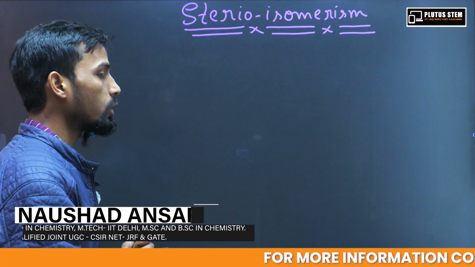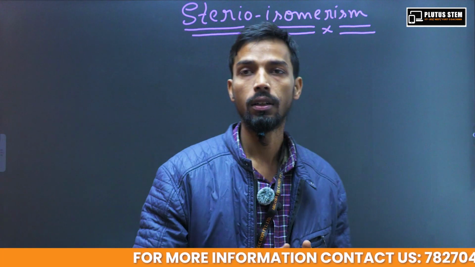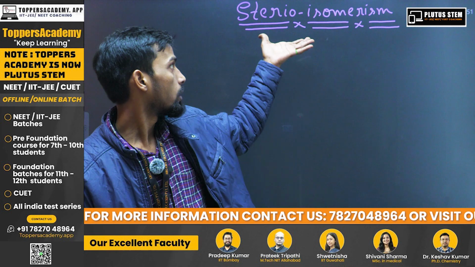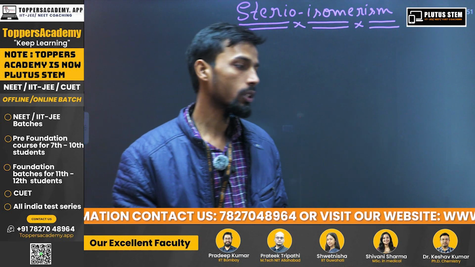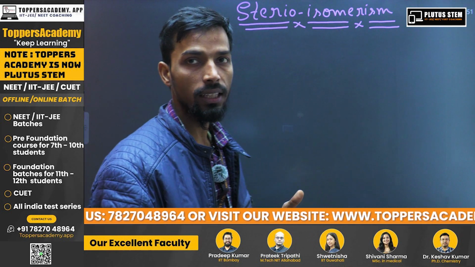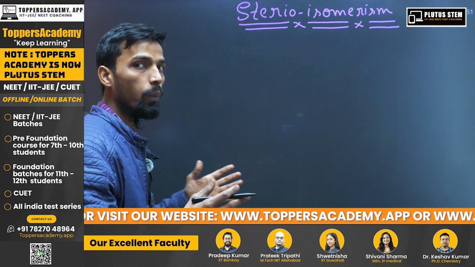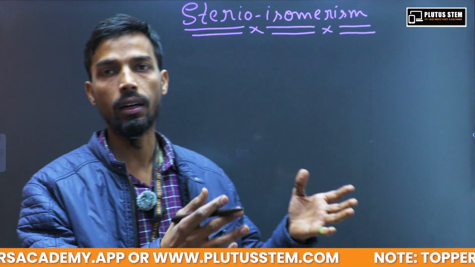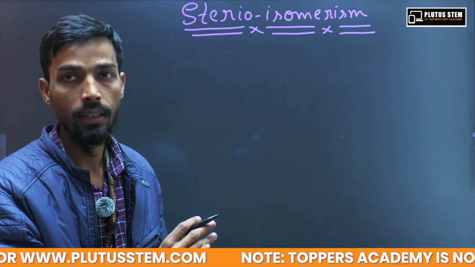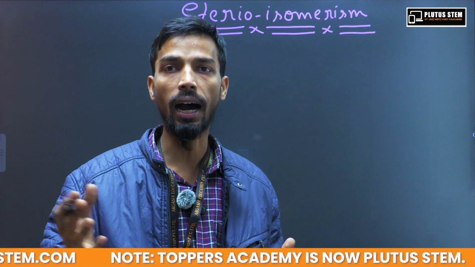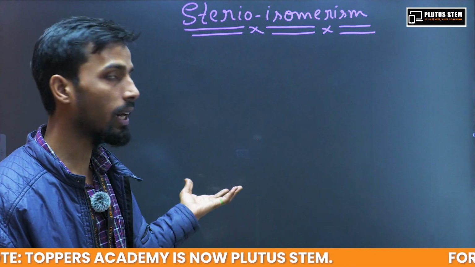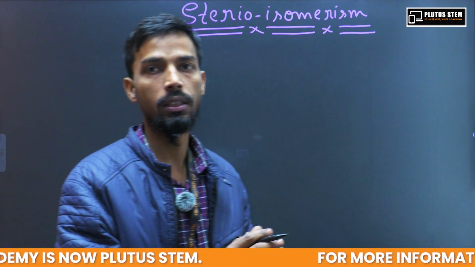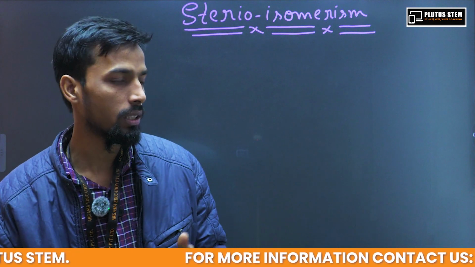So today we are going to discuss a very important topic of isomerism, the stereoisomerism. In this topic we will discuss what stereoisomerism is, how we can classify it, how many different types of stereoisomers there are, and what the difference is between structural isomers and stereoisomers. That's what we are going to discuss in today's lecture.